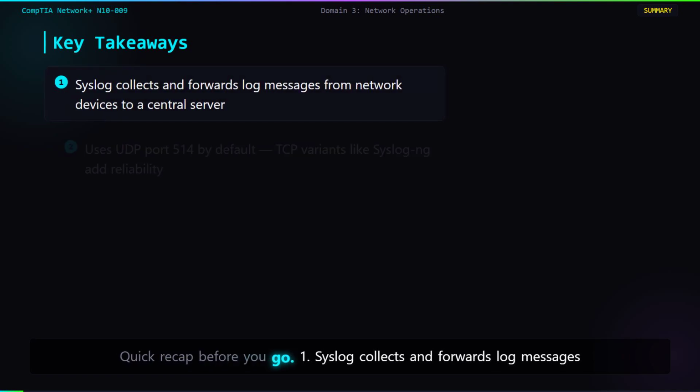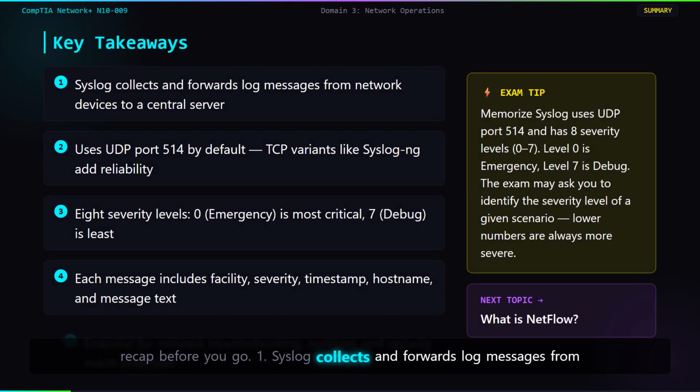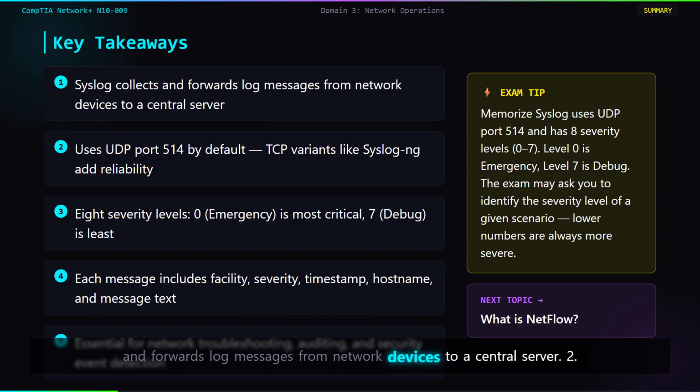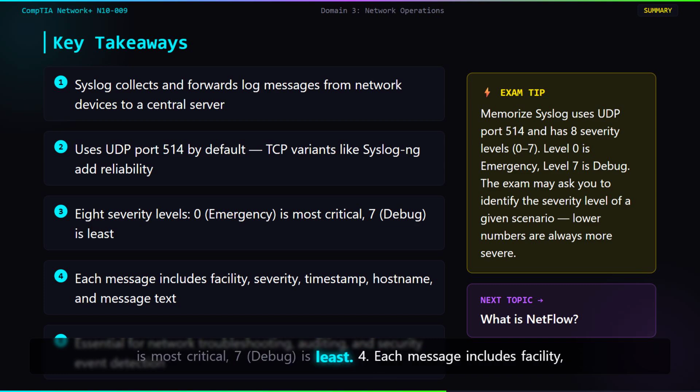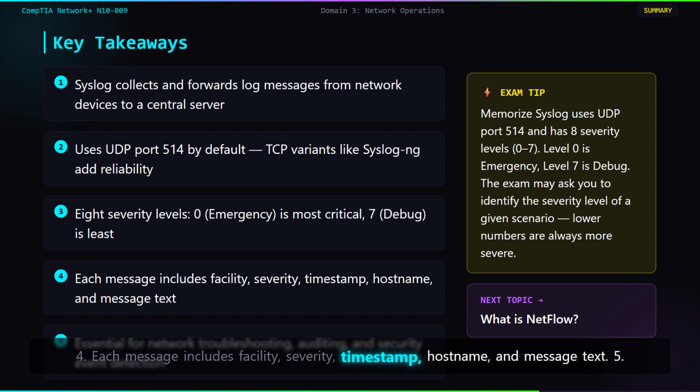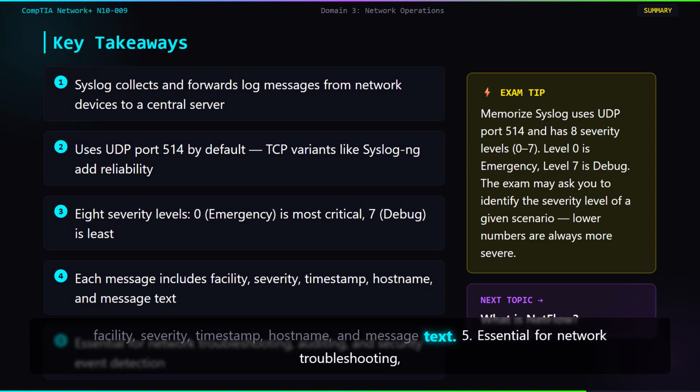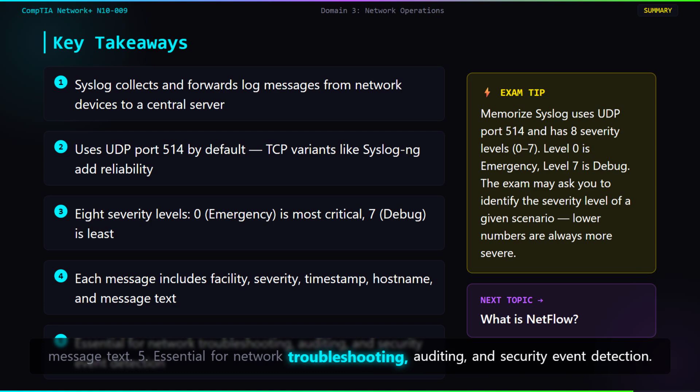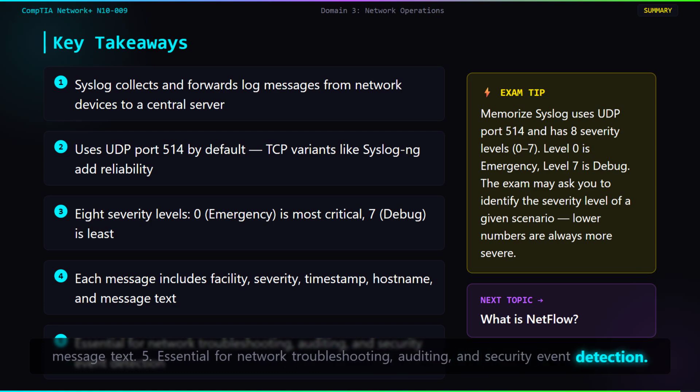Quick recap before you go. 1. Syslog collects and forwards log messages from network devices to a central server. 2. Uses UDP port 514 by default. TCP variants like Syslog-ng add reliability. 3. 8 severity levels. 0, emergency, is most critical. 7, debug, is least. 4. Each message includes facility, severity, timestamp, hostname, and message text. 5. Essential for network troubleshooting, auditing, and security event detection.